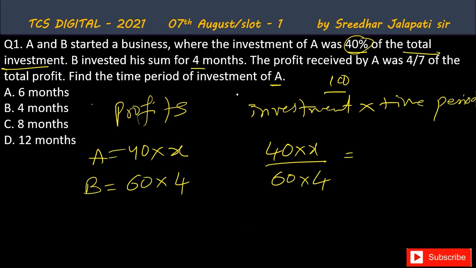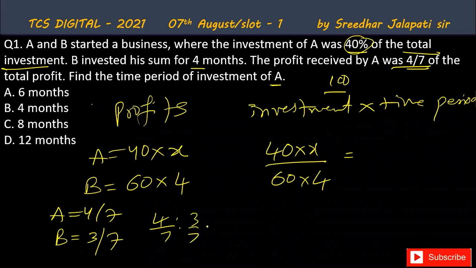But in the question, indirectly, the ratio of the profits is given: A receives 4/7 of the profit. If A receives 4/7 of the profit, then obviously B receives 3/7. Then the ratio of the profits is 4/7 is to 3/7, which is 4 is to 3.